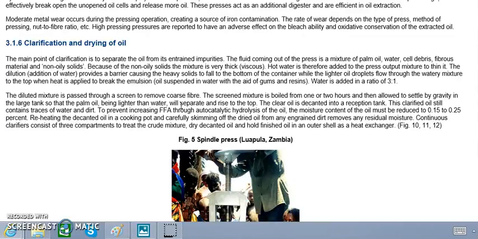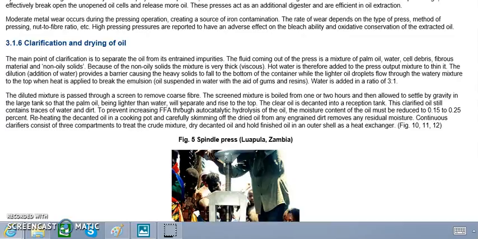This clarified oil still contains traces of water and dirt, because when you're pouring garri, there will still be the water on top of garri. There will be some particles of garri there. So that's what they're saying here. Even though it's clear, it's not totally clear.